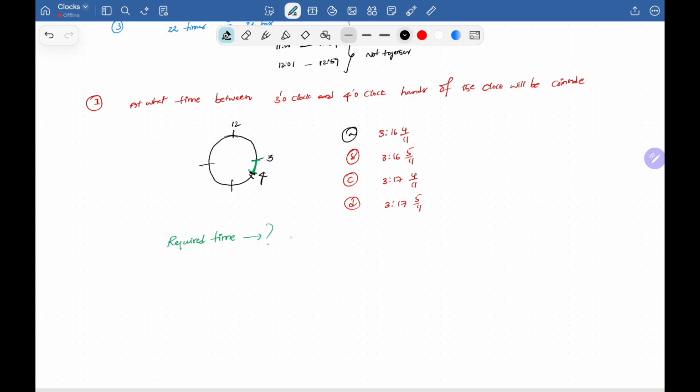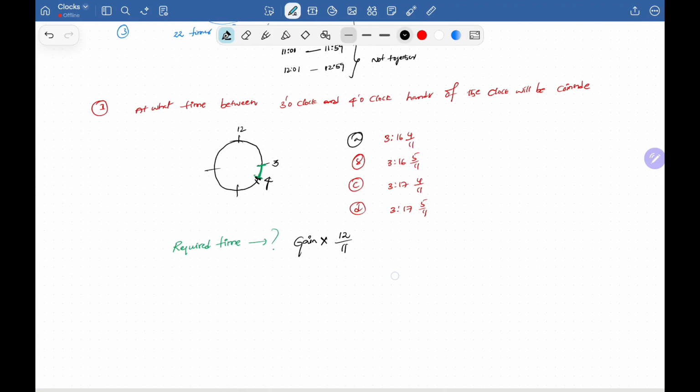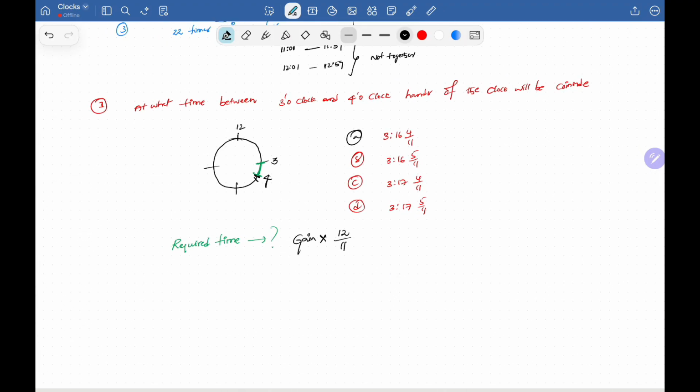So you already know, what you have to do is find the gain between them. In every 12 by 11 hours, the minute hand and the hour hand will coincide. You are getting it, right? In every 12 by 11 hours the minute hand and hour hand will coincide. So here, how to find out?